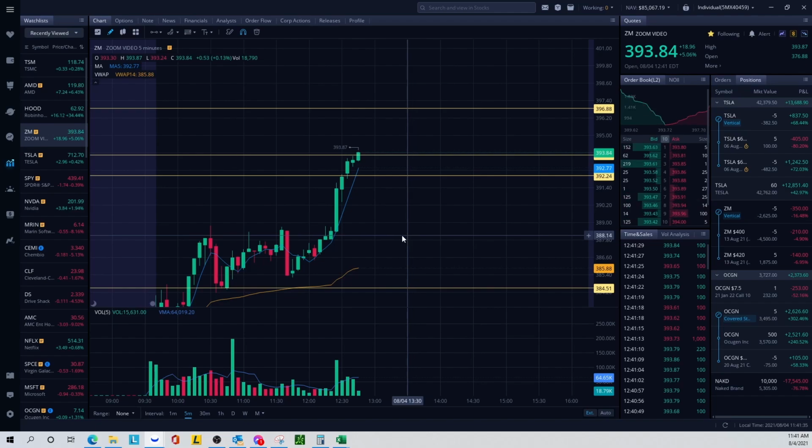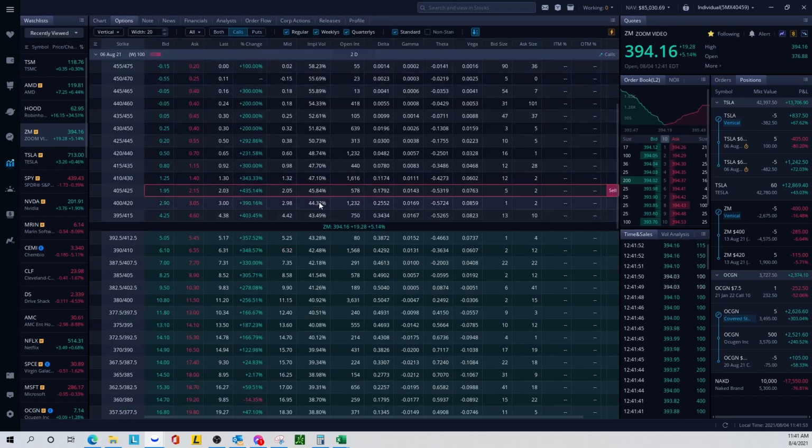If I go back over to the options chain, before I came back to the chart, I think the mid price was around 205. So I would anticipate it being a little bit higher than 205 at this point. Sure enough, it's 220, 225. So again, as the stock price increases, these call option premiums will move in the same direction, so they will increase as well.